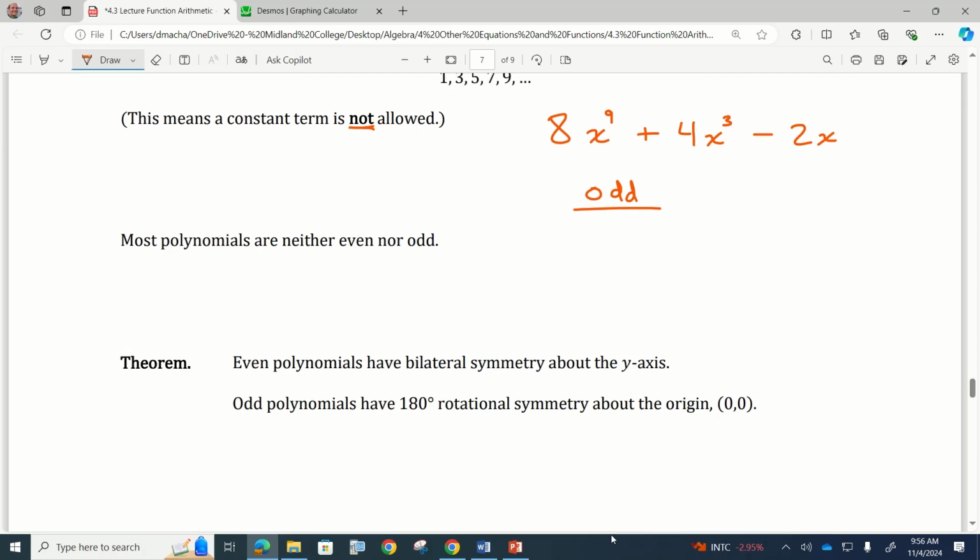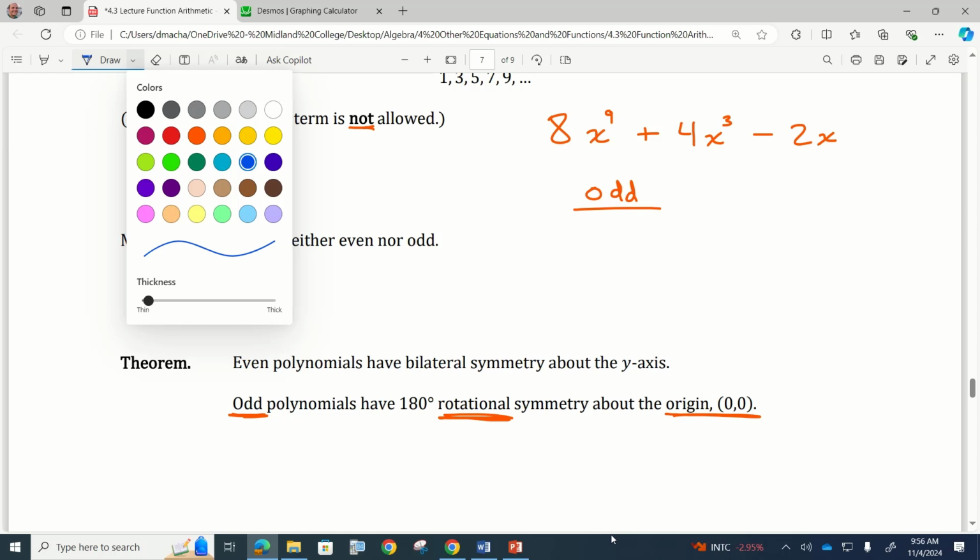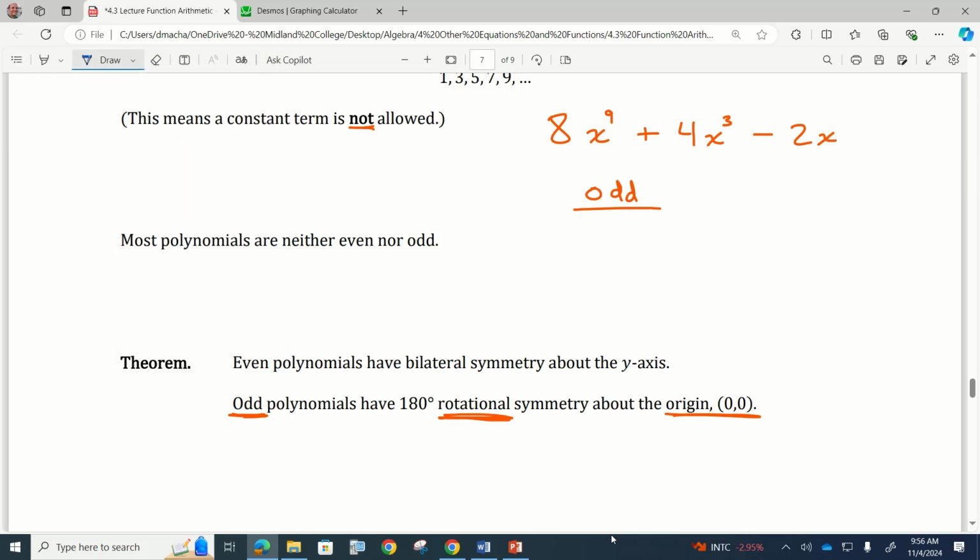But the great thing about even and odd polynomials is that odd polynomials have rotational symmetry about the origin. Whenever you graph the curve on the xy plane, odd polynomials have rotational symmetry about the origin, and even polynomials have bilateral symmetry about the y-axis. So this is about symmetries in the end.